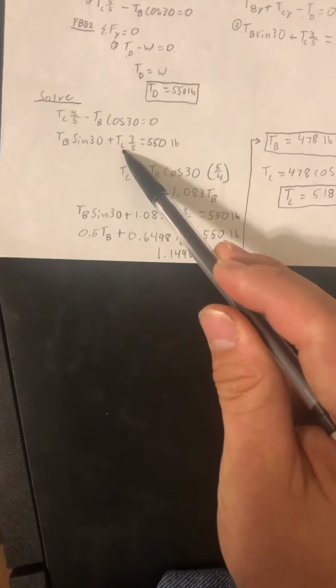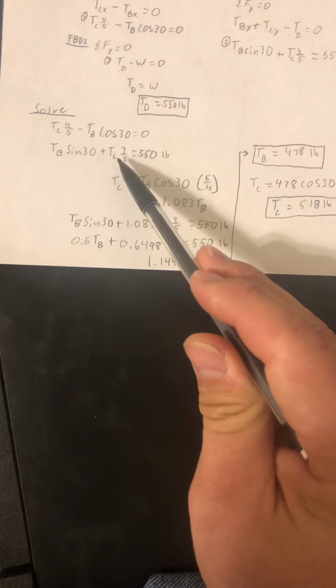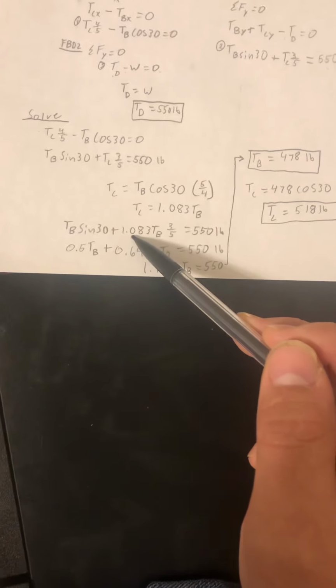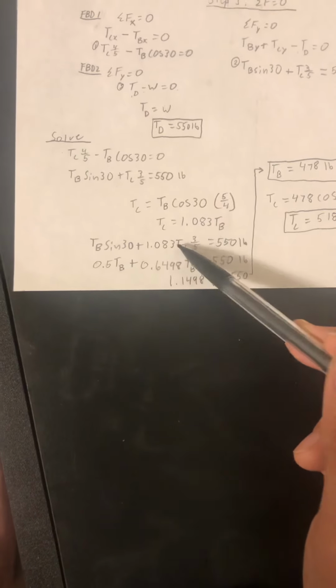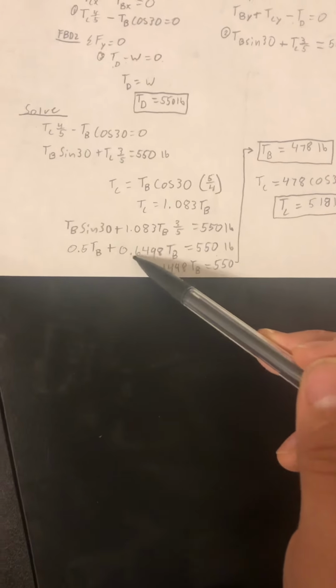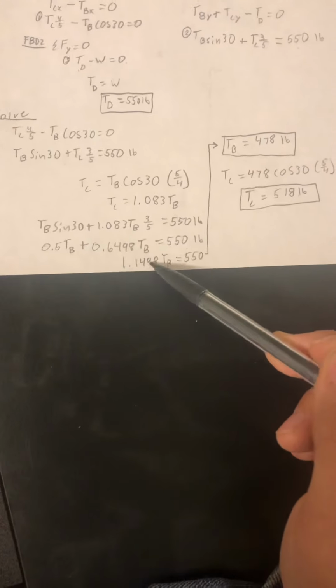So here's the original equation: TB sine of 30 plus TC times 3/5. I plugged that in, so it is 1.083 TB times 3/5 equals 550. Then I simplified these terms, and it gives me 0.5 TB plus 0.6498 TB. You can combine those and then divide the other side to get TB by itself, which gives you 478 pounds for TB.